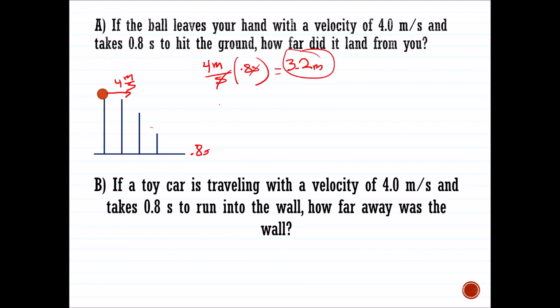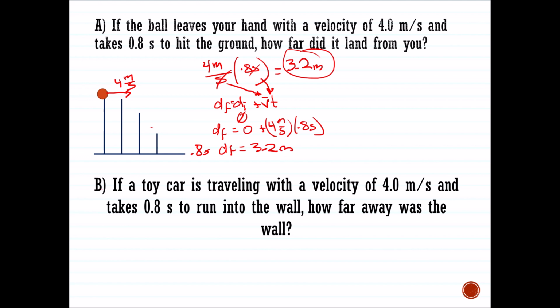Another way to look at this is to use your kinematics equations. The final displacement equals the initial displacement plus velocity, constant velocity, times time. Here's the constant velocity, here's time, and because the initial displacement is 0, we have final displacement equals 0 plus 4 meters per second times 0.8 seconds. So the final displacement is still 3.2 meters. This is just showing it in a different way using the formula.